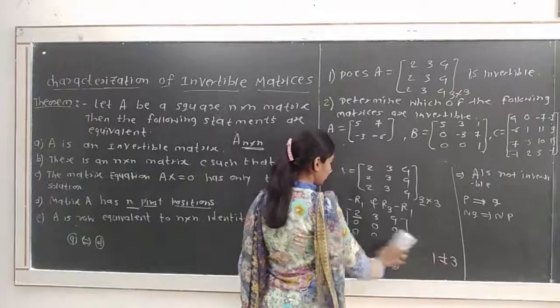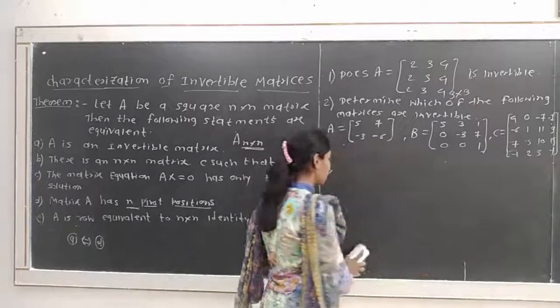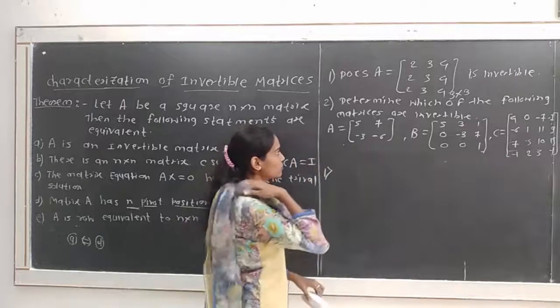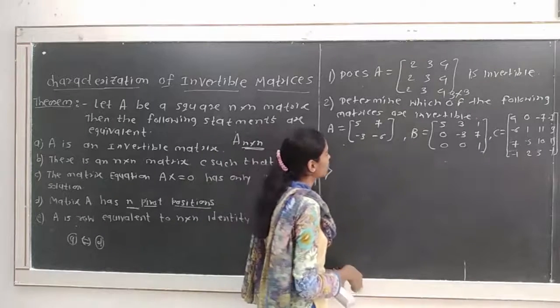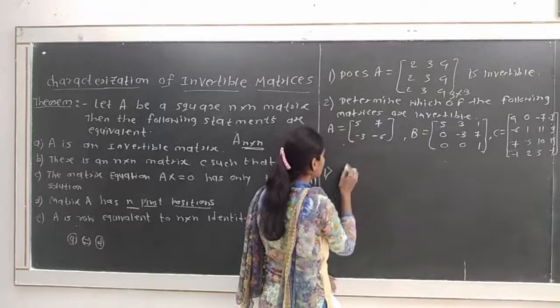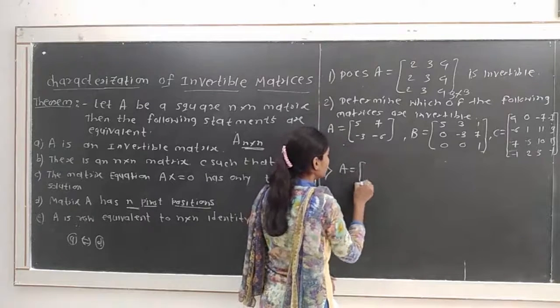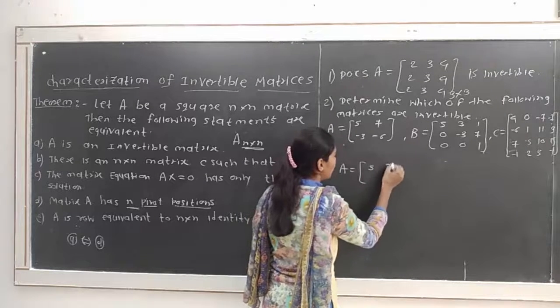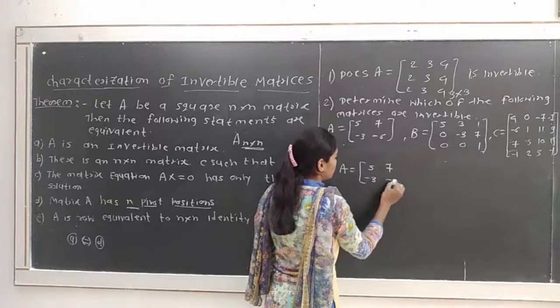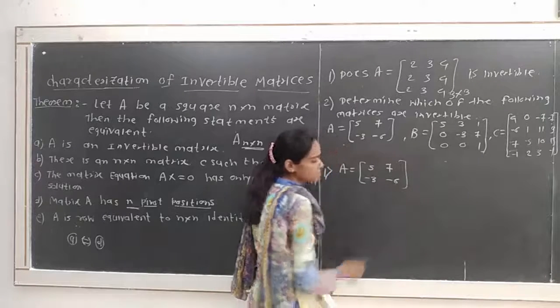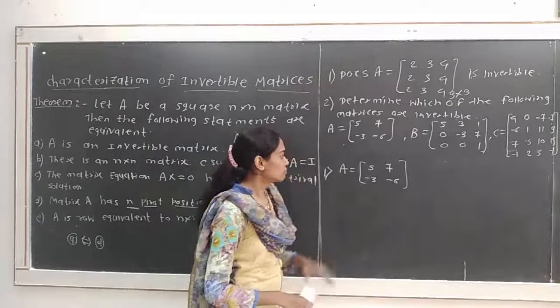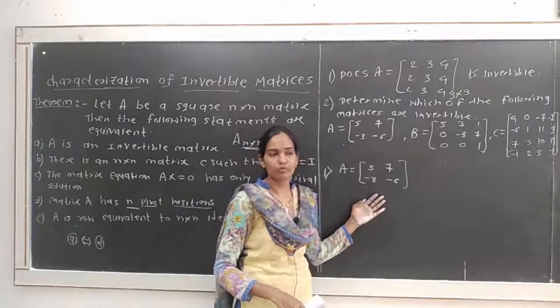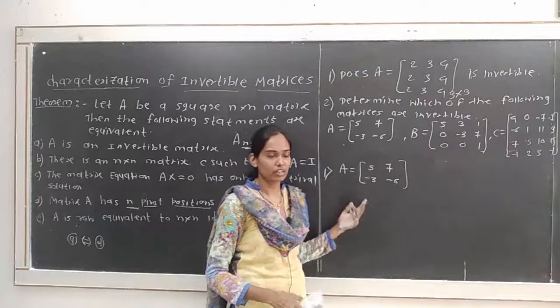Then next, second example using the characterization: determine which of the following matrices are invertible. See here, the first matrix A is of order 2 cross 2, whose entries are 5, 7, minus 3, 6. So since it is a 2 by 2 matrix, we use the method of the inverse determinant.